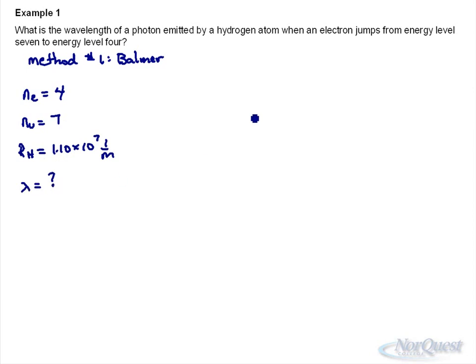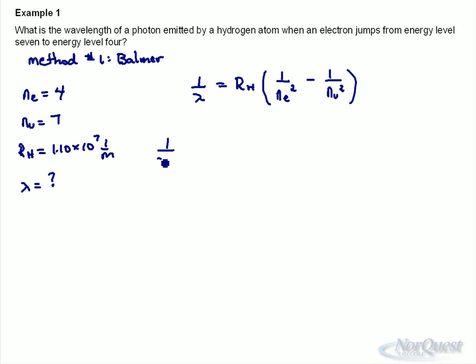Well, this formula is quite easy to work with. 1 over lambda equals R_H times 1 over the lower orbital squared minus 1 over the upper orbital squared. You could also do it as 1 over the upper orbital squared minus 1 over the lower orbital squared. It wouldn't matter, you'd get the same result. One is just going to be negative. The key is wavelengths are always a positive number anyway.